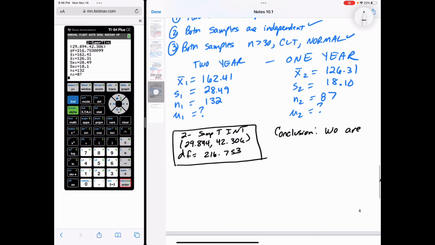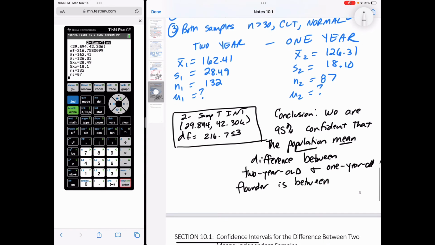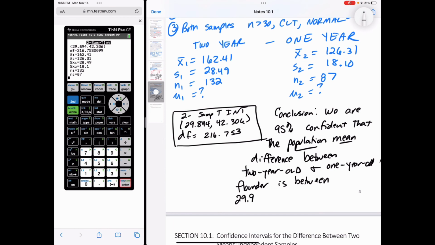So here's my conclusion. We are 95% confident that the population mean difference between 2-year-old and 1-year-old flounder is between 29.9 and 42.3 millimeters.